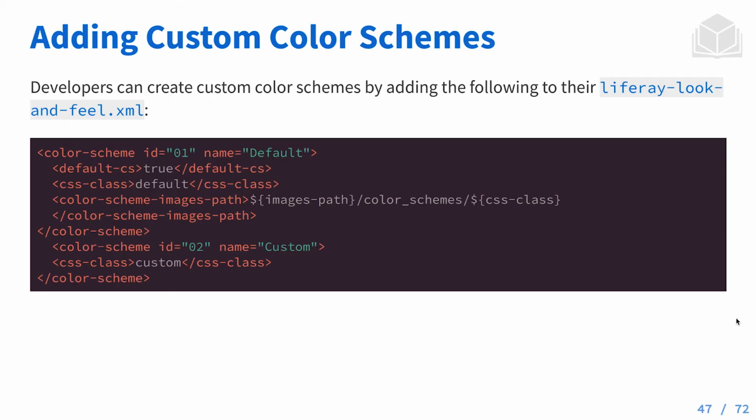And what this does is it allows us to avoid having to set the images path and CSS class over and over again for each of our new color schemes. All right, so we do need a default color scheme. And then when we add a custom color scheme, we need a separate ID, we need a separate name, and then we need a separate CSS class. And what this does is it gives us what we call a subclass selector so that we can provide CSS for the specific color scheme that we have in mind.